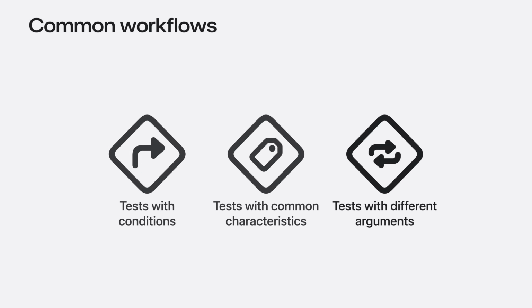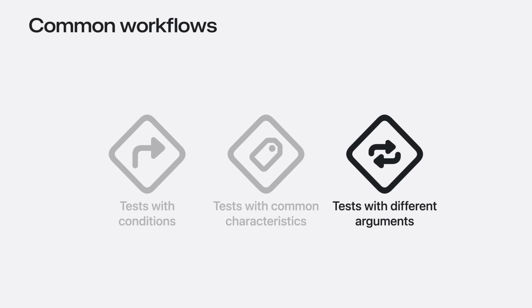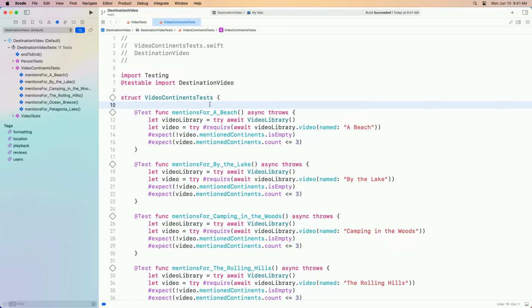The last workflow I'd like to show is my favorite, repeating tests with different arguments each time. Here's an example of why that can be useful. In this project, there are several tests which check the number of continents that various videos mention. Each of them follows a similar pattern. It creates a fresh video library, looks up a video by name, and then uses the expect macro to check how many continents it mentions.